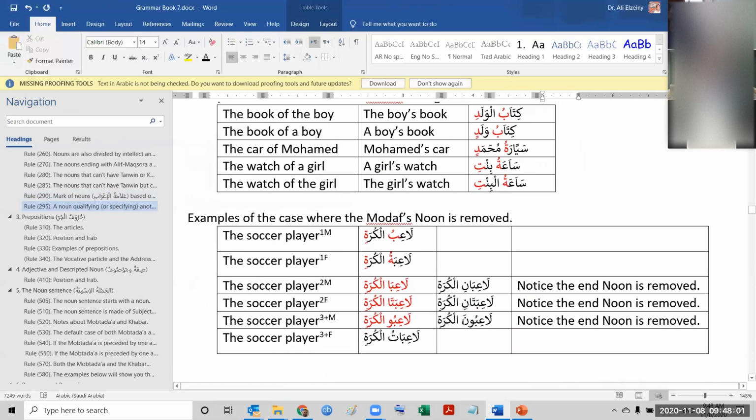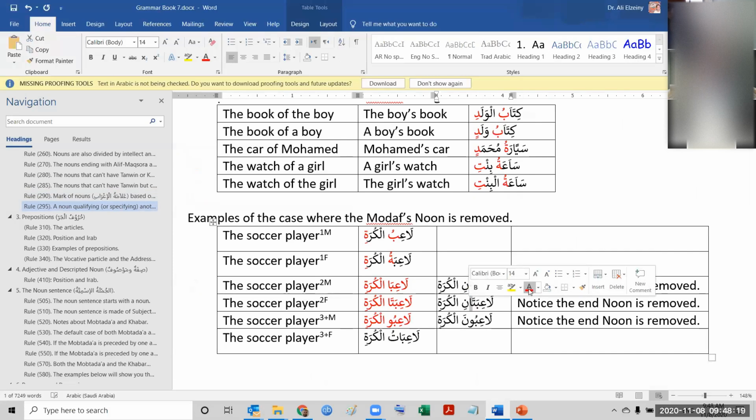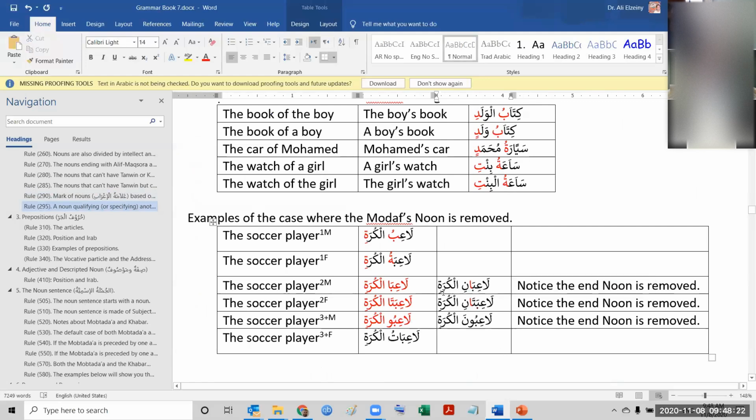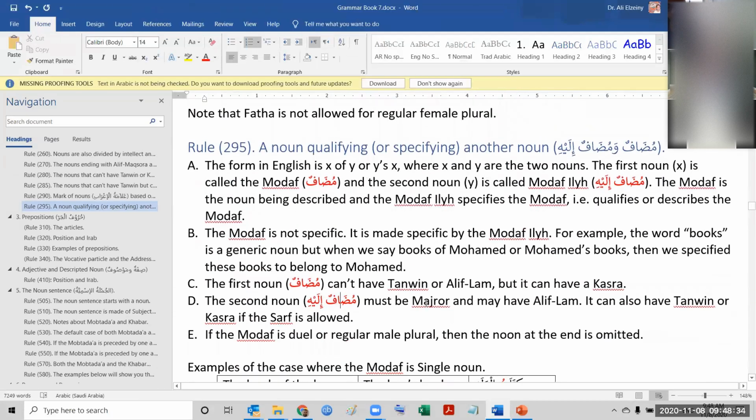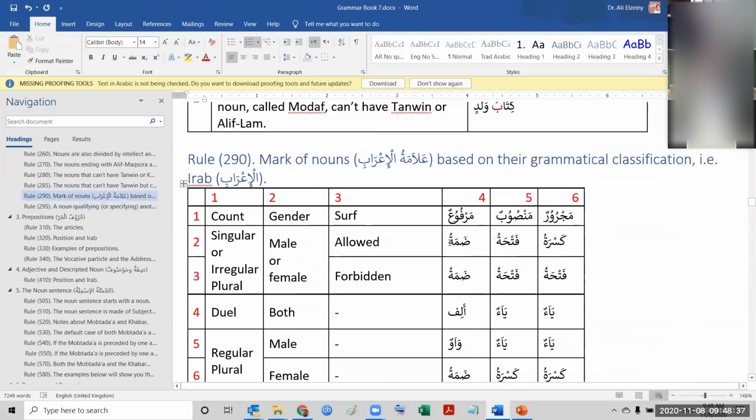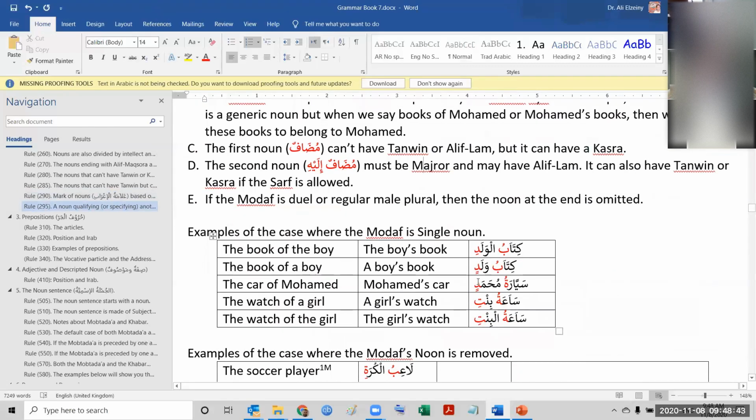So here, this is marfu' because it's the default. Whether it's a male or female is always marfu', the default case. Now, mudaf ilayh is majrur. Again, mudaf ilayh must be majrur. So, we go here, is it a dual noun or singular? Single female.